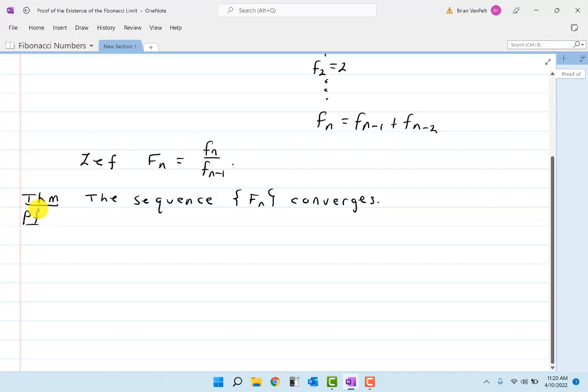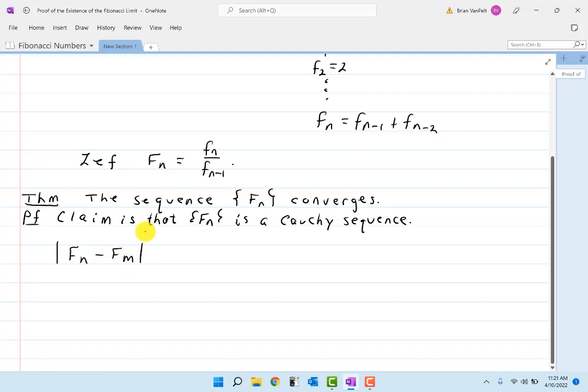Alright, so when you look at sequences, one of the ways you can prove that a limit exists is to prove that the sequence is a Cauchy sequence. So the claim here is that F sub n is a Cauchy sequence. And then what you typically look at in Cauchy sequences is something like this.